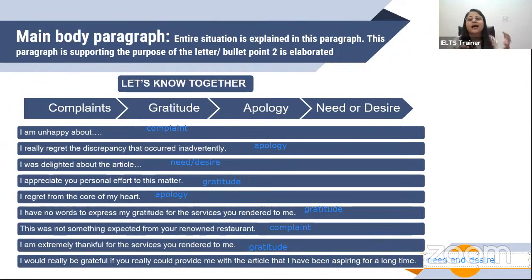These sentences can be placed into the different letters or categories which I told you in the beginning, what sort of different letters you may get and how the content can be there. So you can write these sentences somewhere in the main body paragraph according to the meaning of the letters. All right, so I'm just moving ahead.